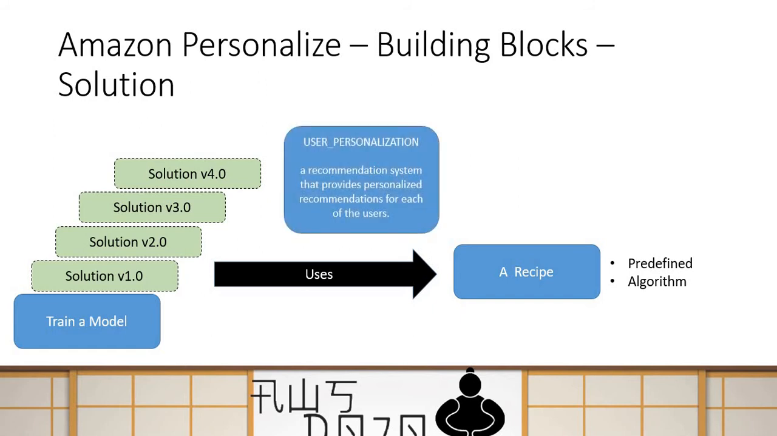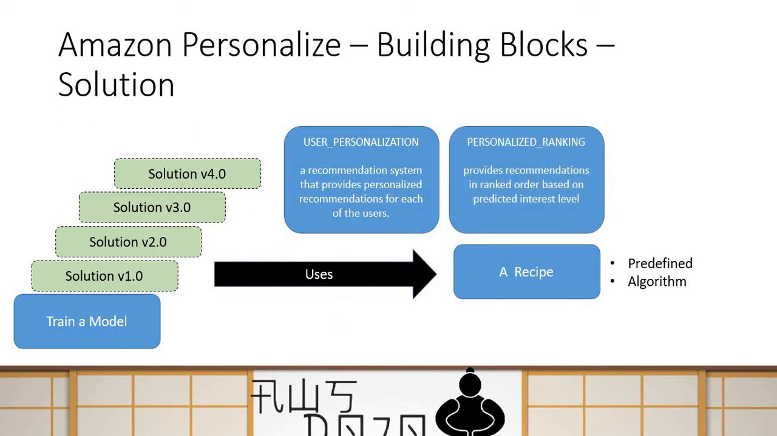One recipe, for instance, is called user personalization, which you use if you want to give recommendations for the user based on their certain historical uses, like watching a movie or buying certain things. So if you want to give a personalized recommendation about a user, then you use user personalization as a recipe, and this recipe has a set of algorithms to help you train the model based on your training data.